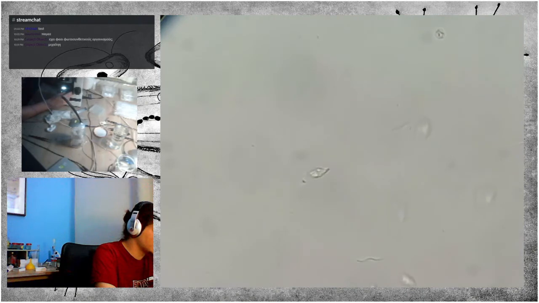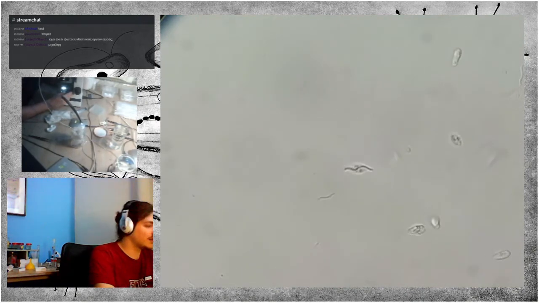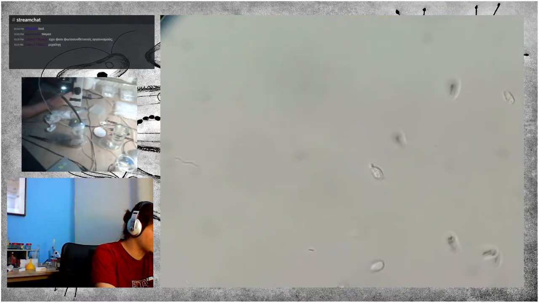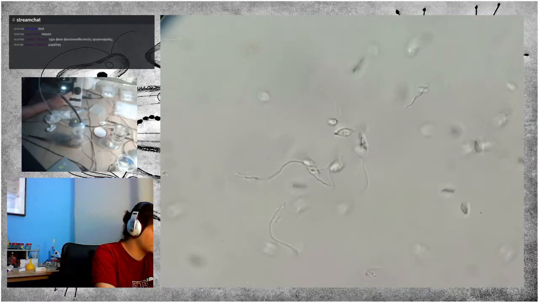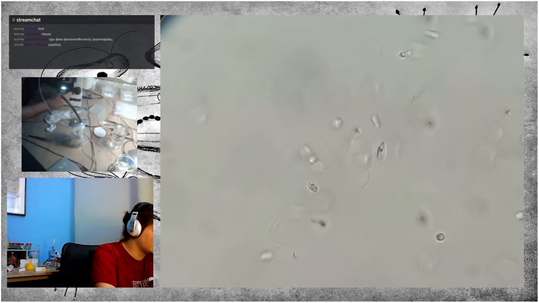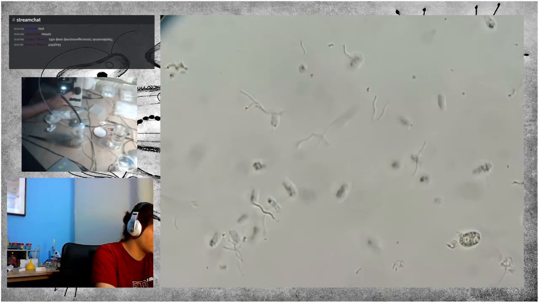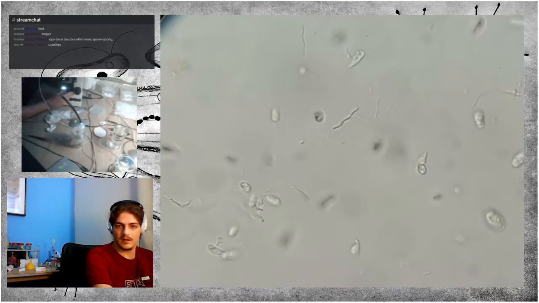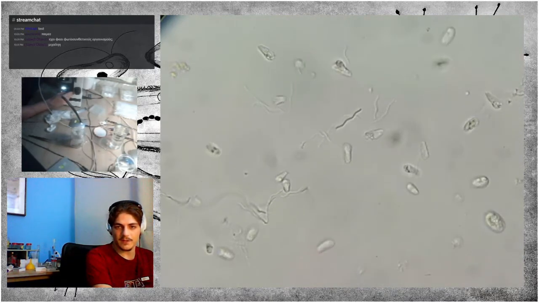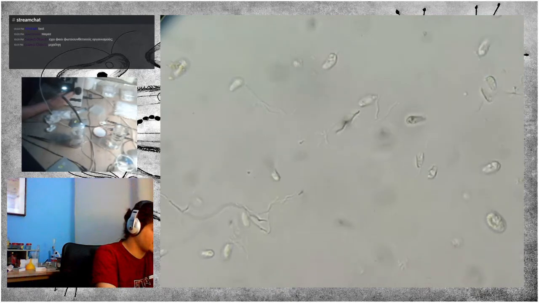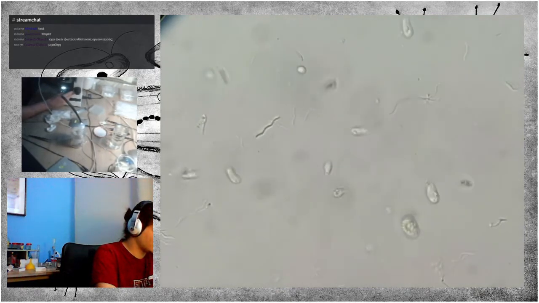I'm not quite sure, and I'm not sure if the spirochete is trying to infect it or something like that. You can see the spirochetes here. Here's one, you can see clearly. Interesting, very interesting.